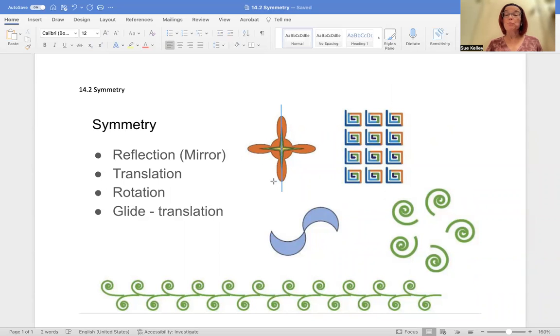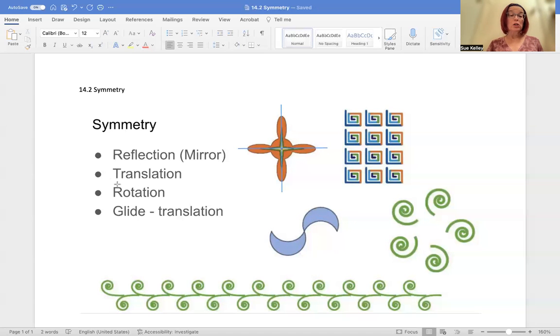And shapes can have more than one line of reflection or line of symmetry. So for example, this one is symmetrical in two ways. We could have a line of reflection horizontally or a line of symmetry vertically. So that's one way to look at symmetry.